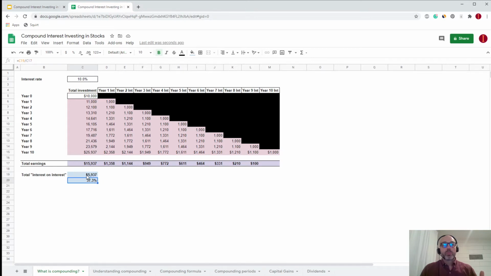This interest on interest represents 37.3% of the total earnings. That's about a third. So that's a big chunk that you earned thanks to compounding in this scenario.